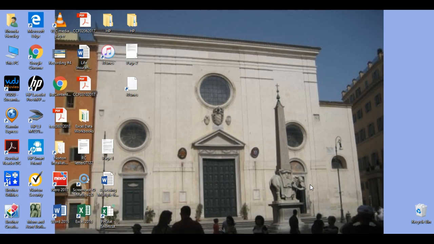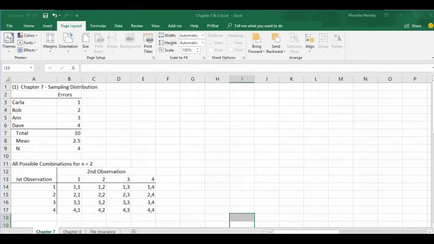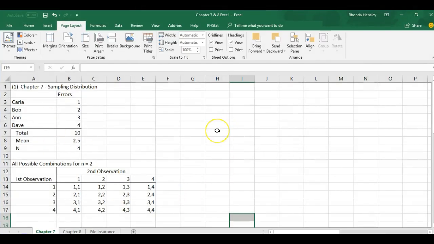So the sampling distribution of the mean, and I'm going to open up an Excel spreadsheet here that has some numbers on it just to walk you through it. On page 217 in your book, he explains this, and if mine doesn't make any sense, look at his. What he gives you is an example, a very, very small population of 4. And he looks at the number of errors that each of these 4 people make. It turns out Carla makes 1, Bob makes 2, Ann makes 3 errors, and Dave makes 4 errors.